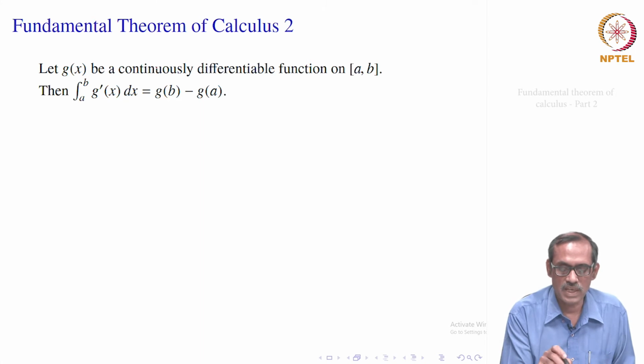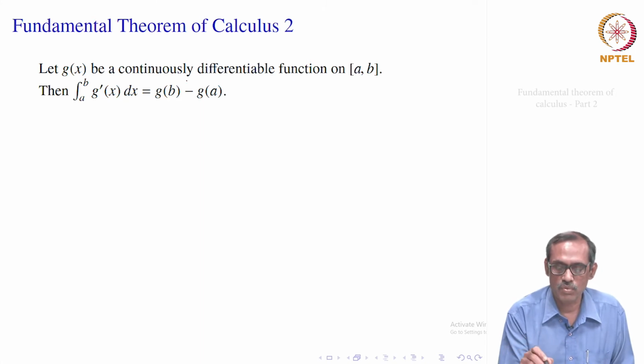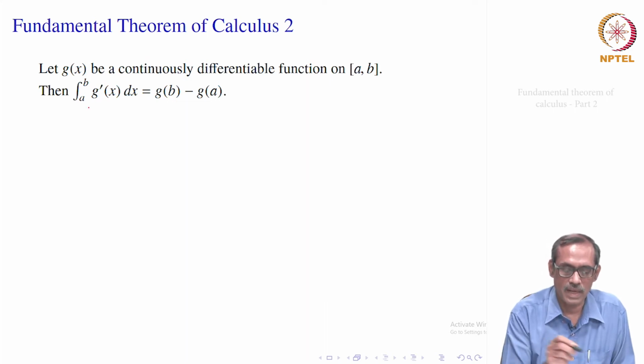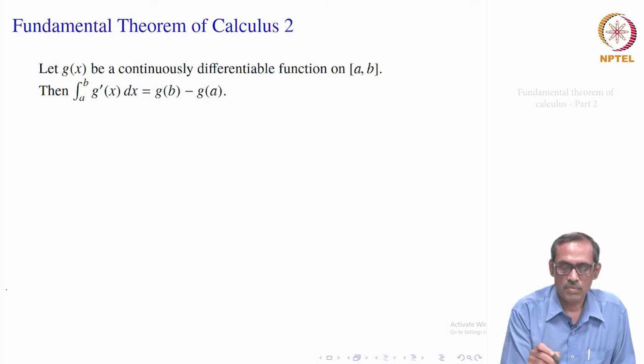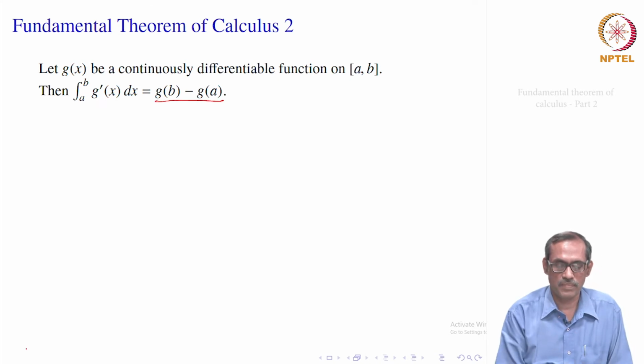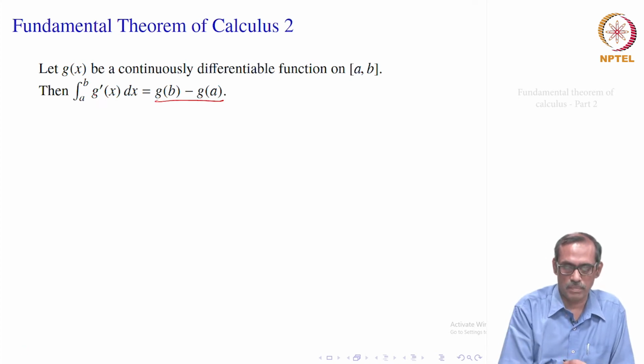So, let us formulate first. It says let g of x be a continuously differentiable function on a b. So, you want the derivative of g to be continuous, so that the integration will exist. It can exist under some less restrictive conditions, but we are happy with continuity itself. So, then what does it say? The result says that the integral from a to b of g prime x dx equals g b minus g a. So, that means if you take any point c instead of b, it would give you g of c minus g of a. So, you would get the integral of the derivative equal to that function minus g of a there. So, we will see how it is resolved.